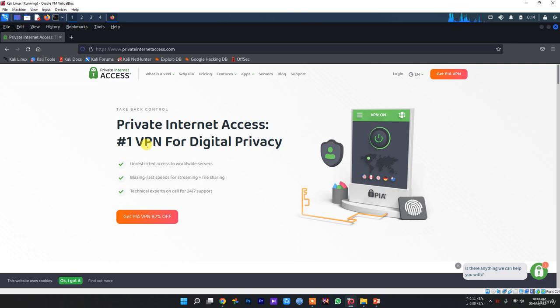So let's talk about the pros. It has advanced encryption options, including OpenVPN and WireGuard, and also it has a no-logs policy, proven in code, which is a good thing, and it has a huge network of servers.